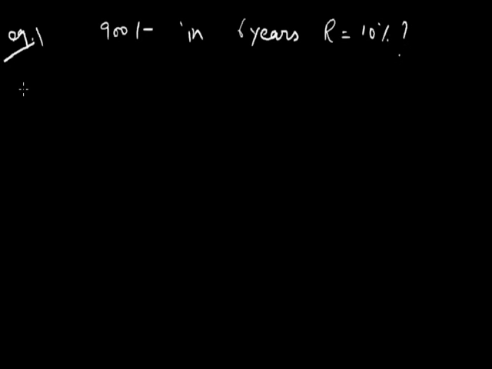Today we will see some more examples about the simple interest. The first example is, what is the principal amount to rupees 900 in 6 years with a rate of interest of 10%. Let us try to solve this question.